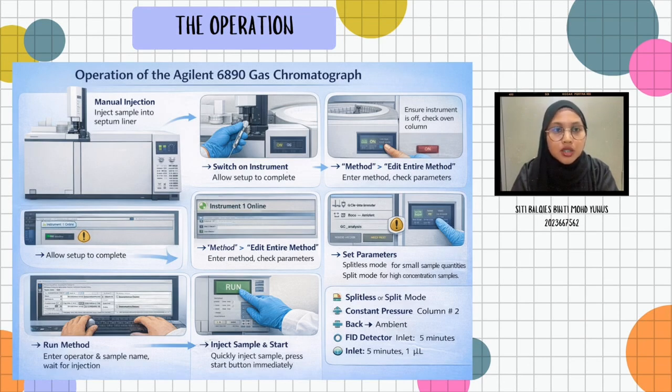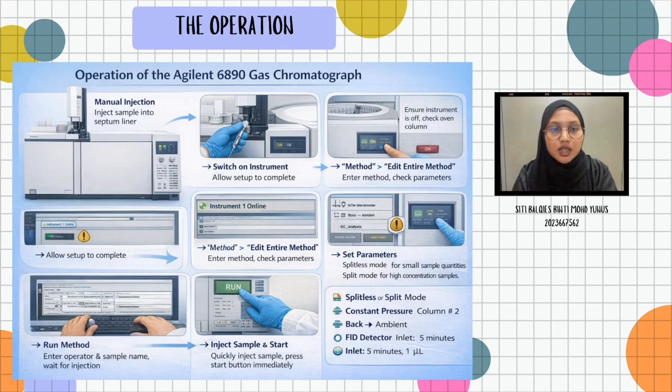If the gas supply is insufficient, a warning tone will sound. On the computer, instrument 1 online is selected to allow the instrument to complete its setup. After the setup is completed, method is selected, followed by edit entire method, and all parameters are checked. For small sample quantity, simplest mode is selected, while for high concentration sample, constant pressure mode is chosen.